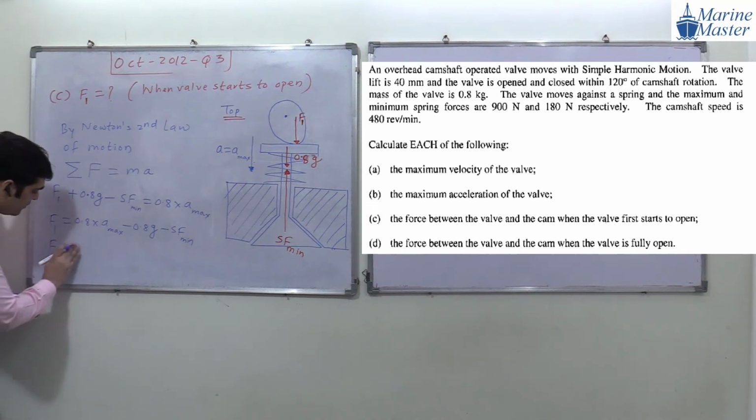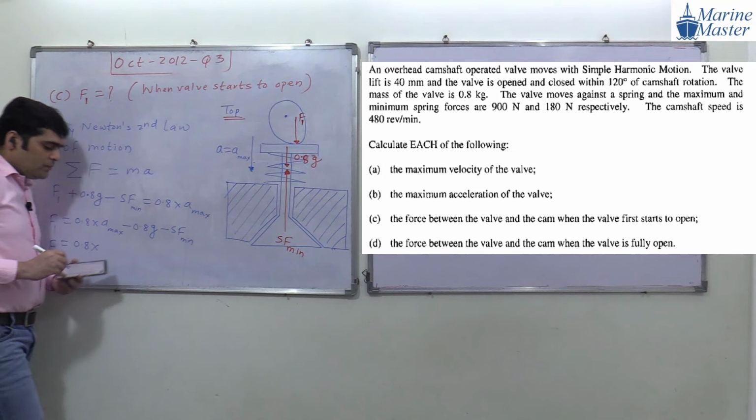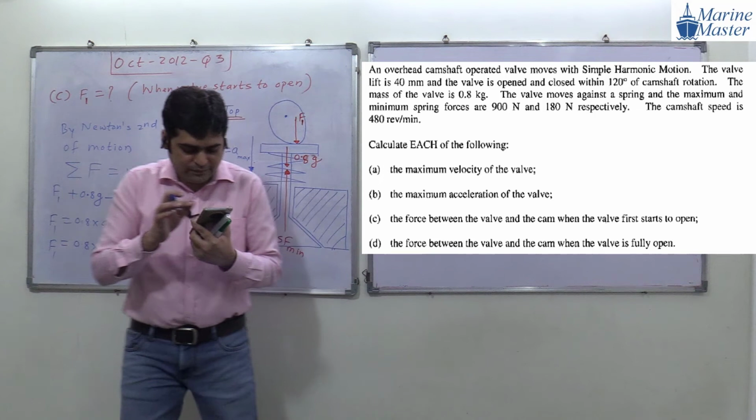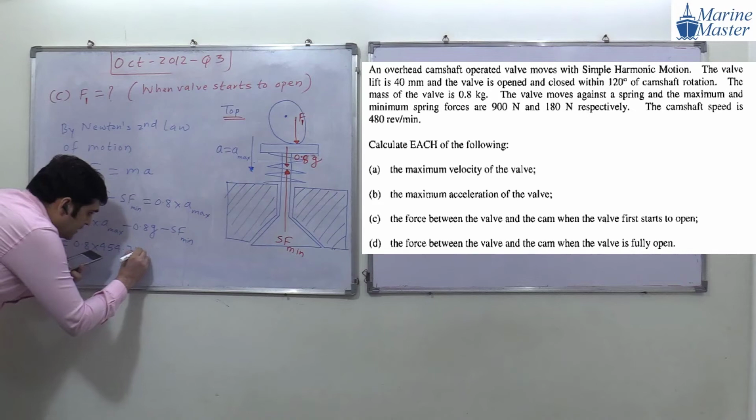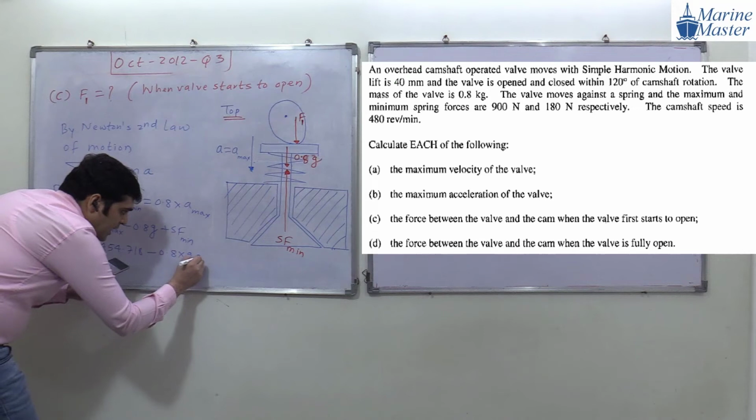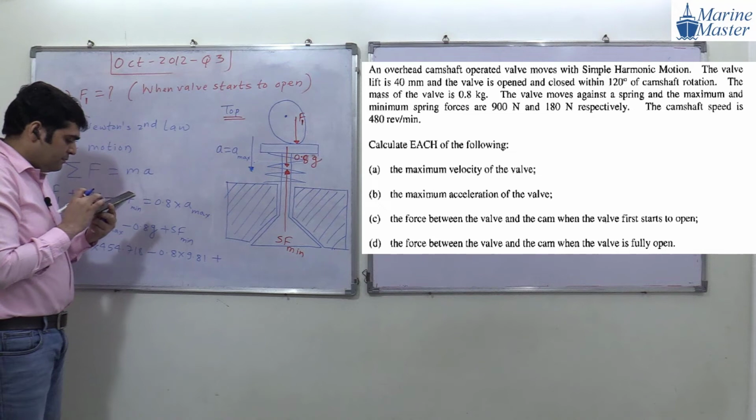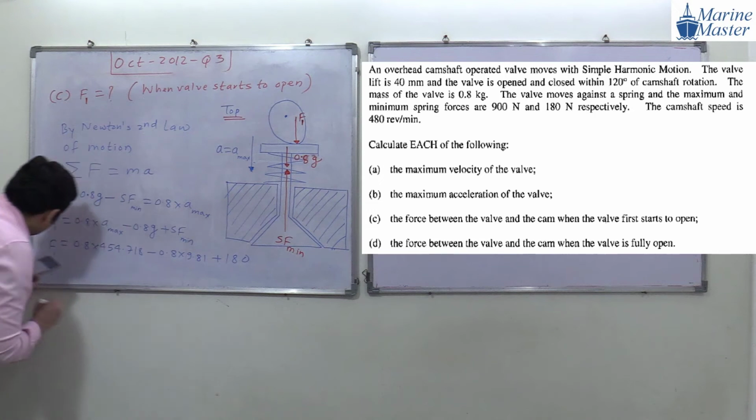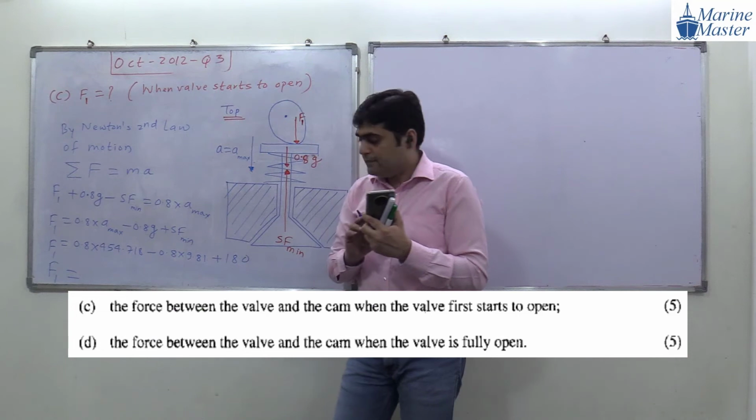Please do the calculation. First of all, before doing the calculation, what will be the value of A max? We calculated it in the A part, the maximum acceleration: 454.718. So 0.8 times 454.718 minus 0.8 times 9.81, and this must be plus SF minimum. How much is SF minimum, as given in the question? 180 Newton. Okay, everyone please do the calculation and try to find out F1.